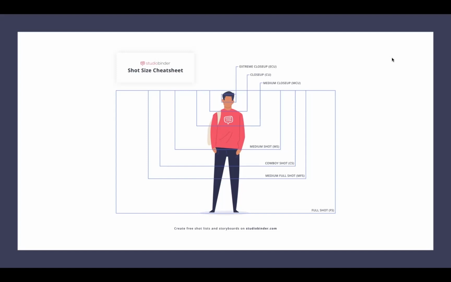This is also another way to look at shots for when you're looking at people. So you have the extreme close up, which is usually like the eyes and the nose. A close up is from the shoulders up, medium close up, medium shot. A cowboy shot is right above the knees. Medium full shot is at the knees. And then you have a full shot, which is, of course, the entire body.